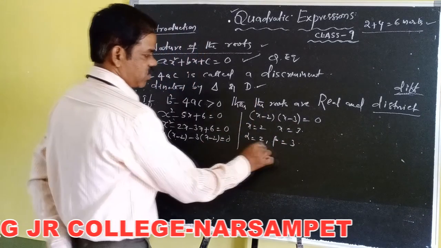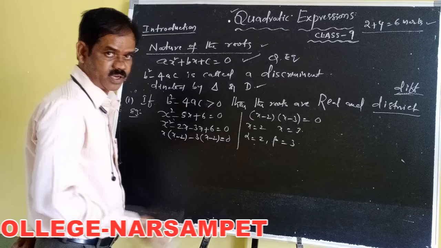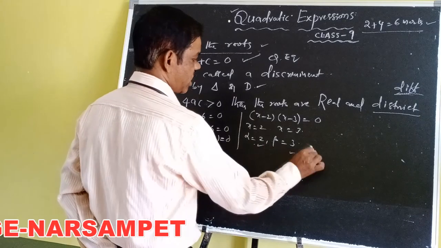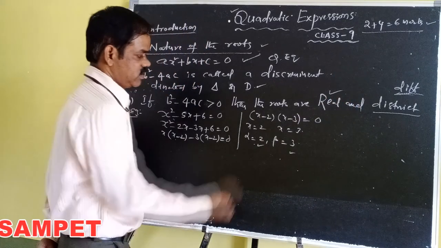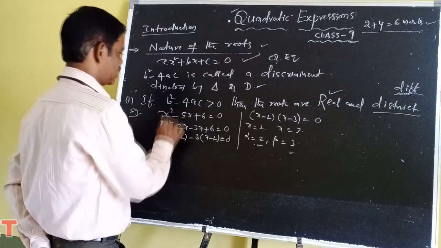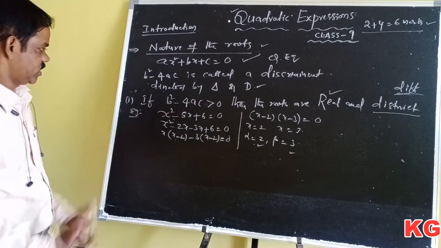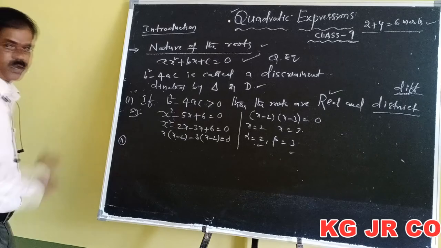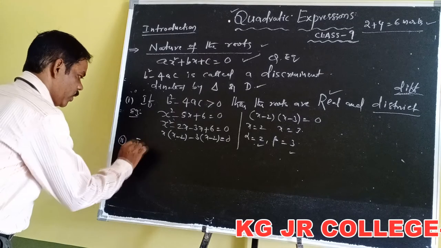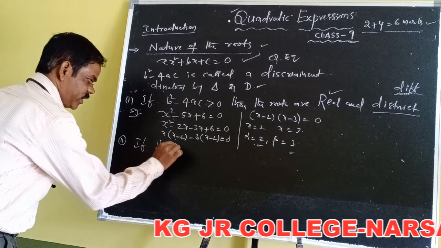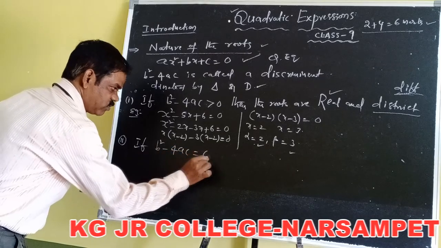That means the roots are real. Yes, 2 and 3 are real numbers. And these two roots are different. That is the concept of the first rule: b square minus 4ac is greater than 0.